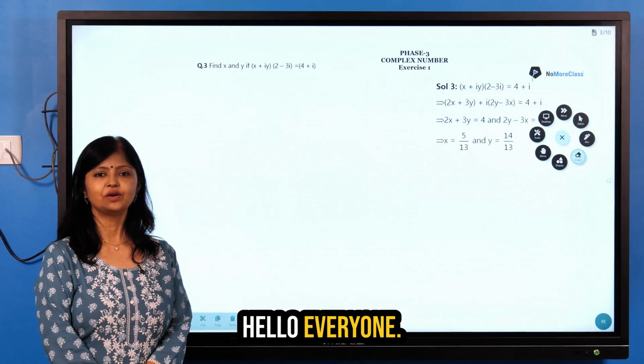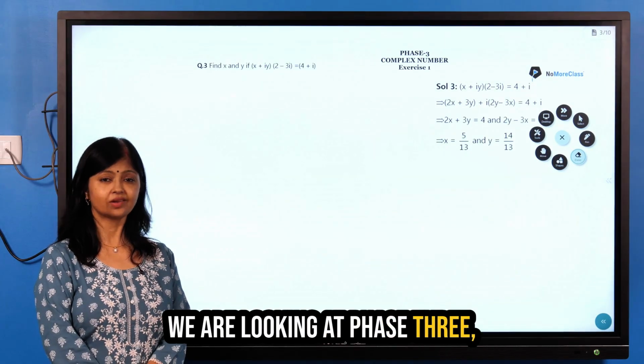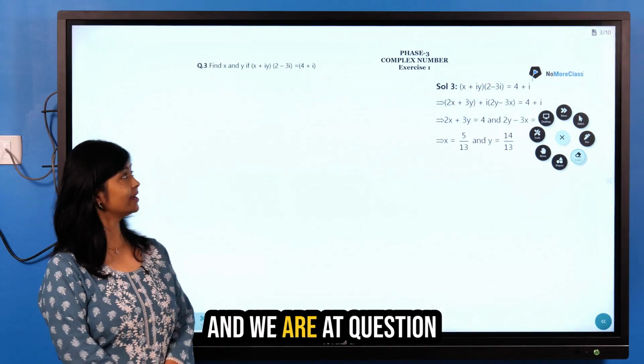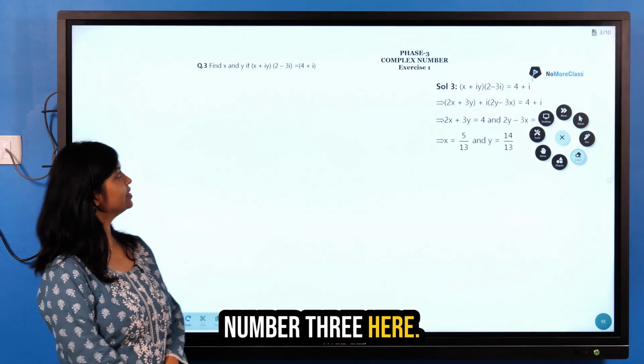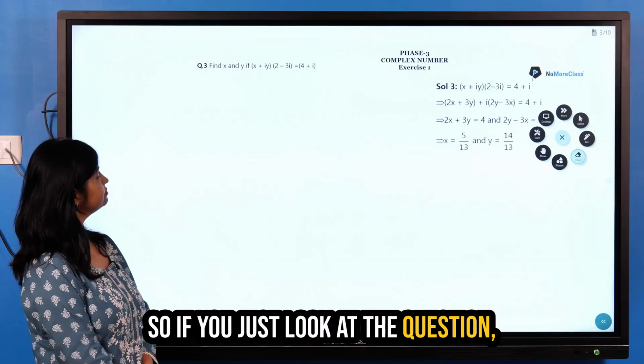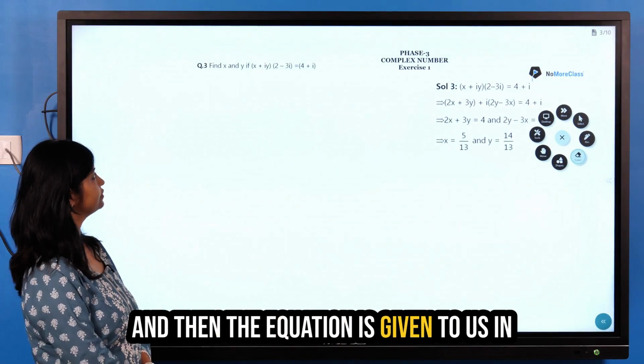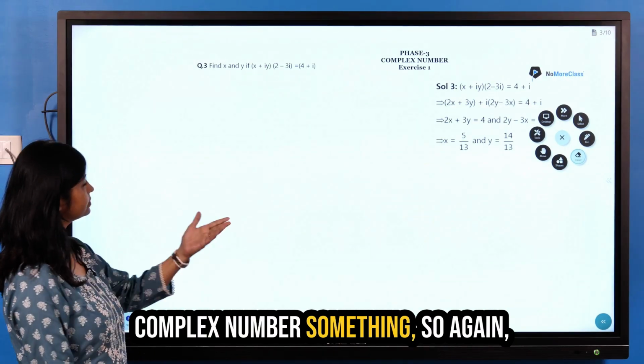Hello everyone. We are looking at phase 3 complex number exercise 1 and we are at question number 3 here. If we just look at the question, we have to find the value of x and y and then the equation is given to us in complex numbers.